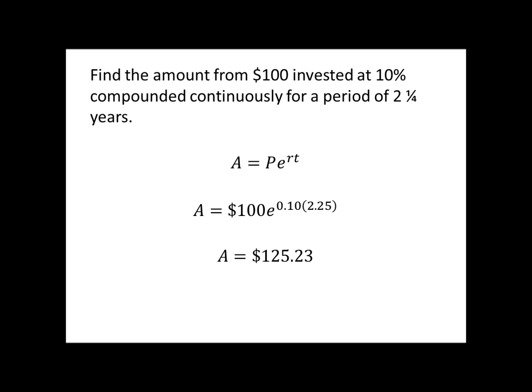Now, when we're doing these problems for homework, it doesn't make a whole lot of sense to round past the cent position. So make sure that you're always leaving 2 decimal places in your answer. This is money after all.